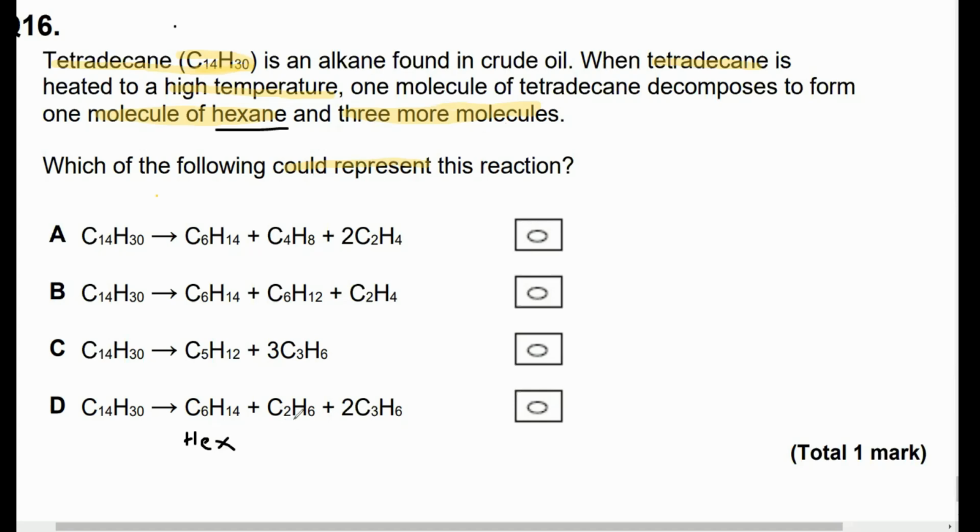So you can see if we start at D, we have got a hexane, C6H14 formed, and we do have three other molecules, right? So that's beautiful. Now we just need to check, is it balanced? And so we got 32 hydrogen on the right and only 30 on the left. Yeah, it's not balanced.